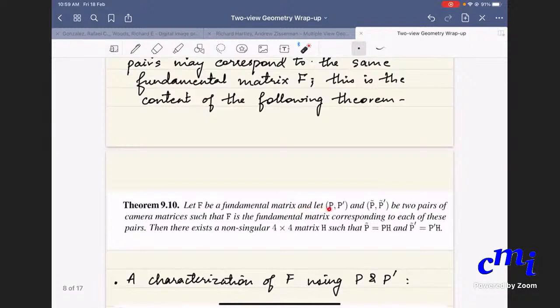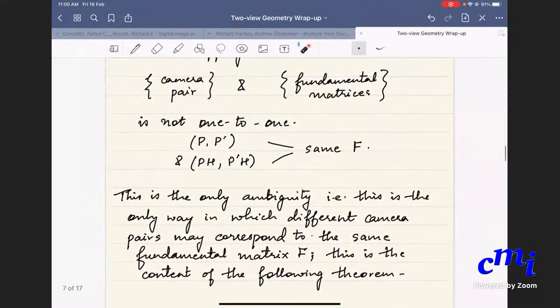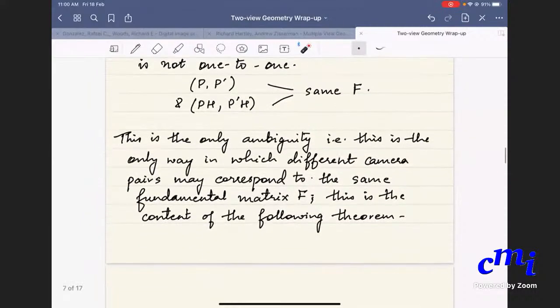Let F be a fundamental matrix and (P, P prime), (P tilde, P tilde prime) be two pairs of camera matrices corresponding to F. Then there must be a non-singular 4x4 matrix H such that P tilde and P are related through H, and P tilde prime and P prime are also related through H. So this settles the question: when you are given F, what camera pairs are you determining? You're determining camera pairs up to homography.